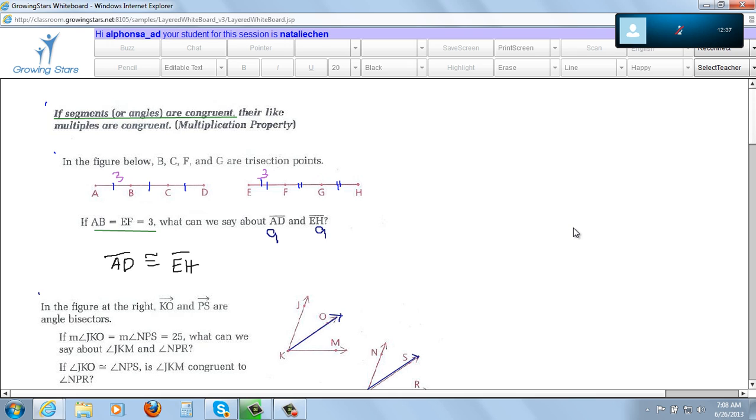In this one, the parallel lines JKO and NPS. Measure of angle JKO equals measure of angle NPS equals 25. Alternate interior and exterior angles are congruent. Now, consecutive interior angles: measure of angle JKO equals measure of angle NPS equals 25. Can you mark it in the figure?